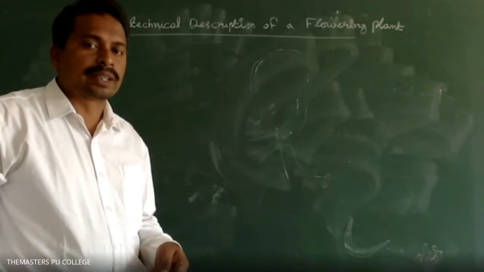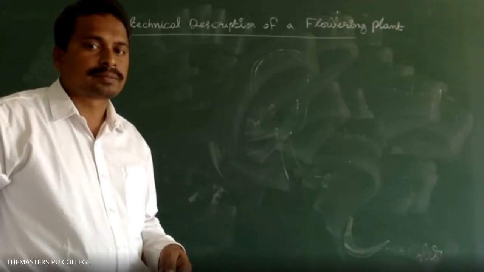The units of the calyx are known as sepals. The members of the corolla are known as petals. The members of the androecium are known as stamens. A stamen is differentiated into anther and filament.